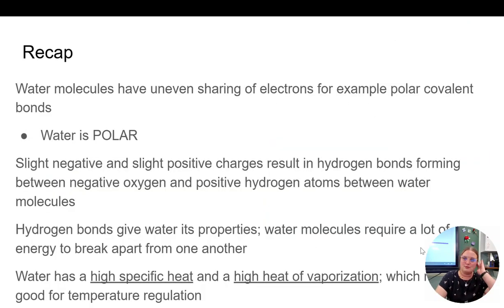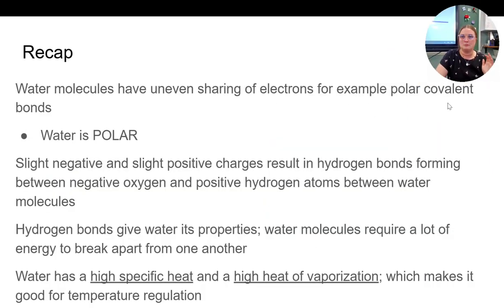So, a recap. Water molecules have an uneven sharing of electrons, for example with these polar covalent bonds, and water is polar. These slight positive and slight negative charges result in hydrogen bonds that form between negative oxygen and positive hydrogen atoms. These hydrogen bonds form between different water molecules, and they are what give water its properties.